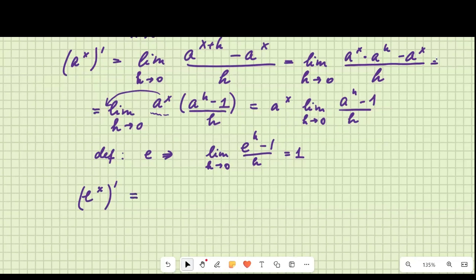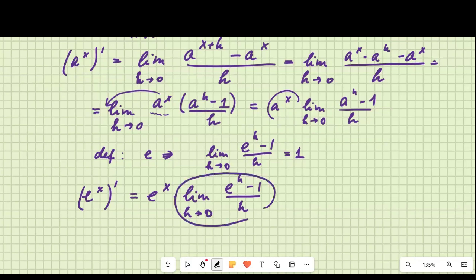Instead of a to the power of x, I'm going to put e to the power of x. And here I'm going to just copy the limit, e to the power of h minus 1 over h, as h goes to 0. Because I searched for such a number which is turning this limit into 1, my derivative is going to be just e to the power of x.